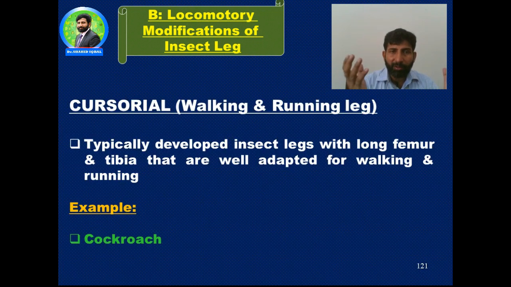The second broad category is cursorial. This leg is responsible for both walking and running, not only walking. Typically, these are insect legs with a long femur and tibia. The tibia and the femur are both elongated structures well adapted for walking and running. An example of this category is the cockroach.